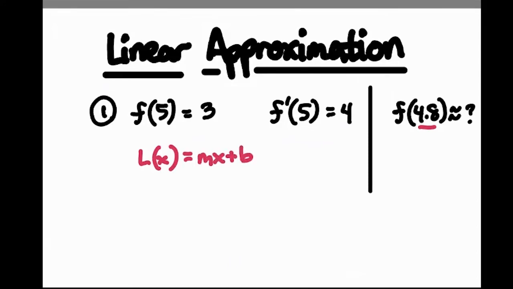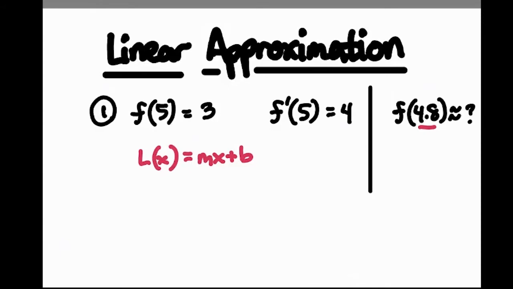Sometimes you'll see on my answer keys, I use y equals mx plus b. It doesn't matter if it's y or if it's L. It's whatever variable you are comfortable with. But let's start creating this linear approximation equation so that all we have to do is throw in 4.8 and we call it a day. Okay? Does everyone understand what we're trying to do?